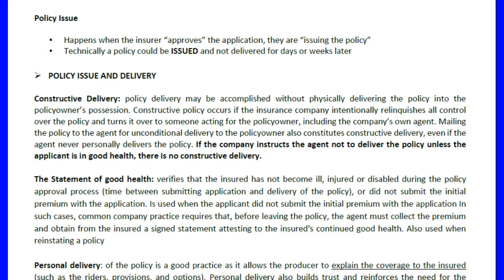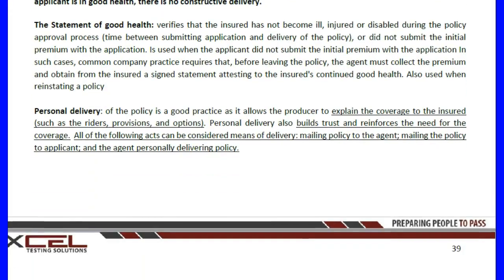Statement of good health verifies the insured has not become uninsurable or disabled during the policy approval process. Personal delivery of the policy is a good practice, and it allows the producer to explain the coverage to the insured, such as riders, provisions, and options. Personal delivery also builds trust and reinforces the need for the coverage. Also, all the following acts can be considered means of delivery: mailing the policy to the agent, mailing the policy to the applicant, and the agent personally delivering the policy.